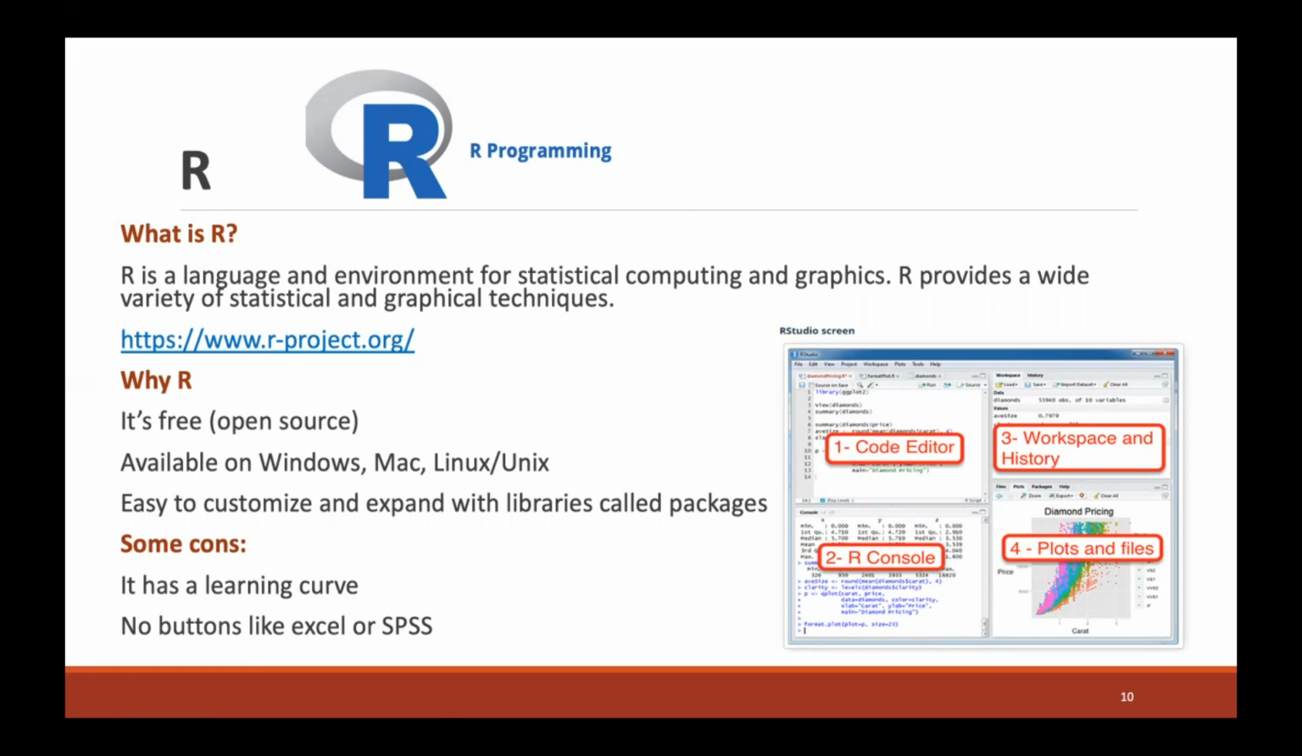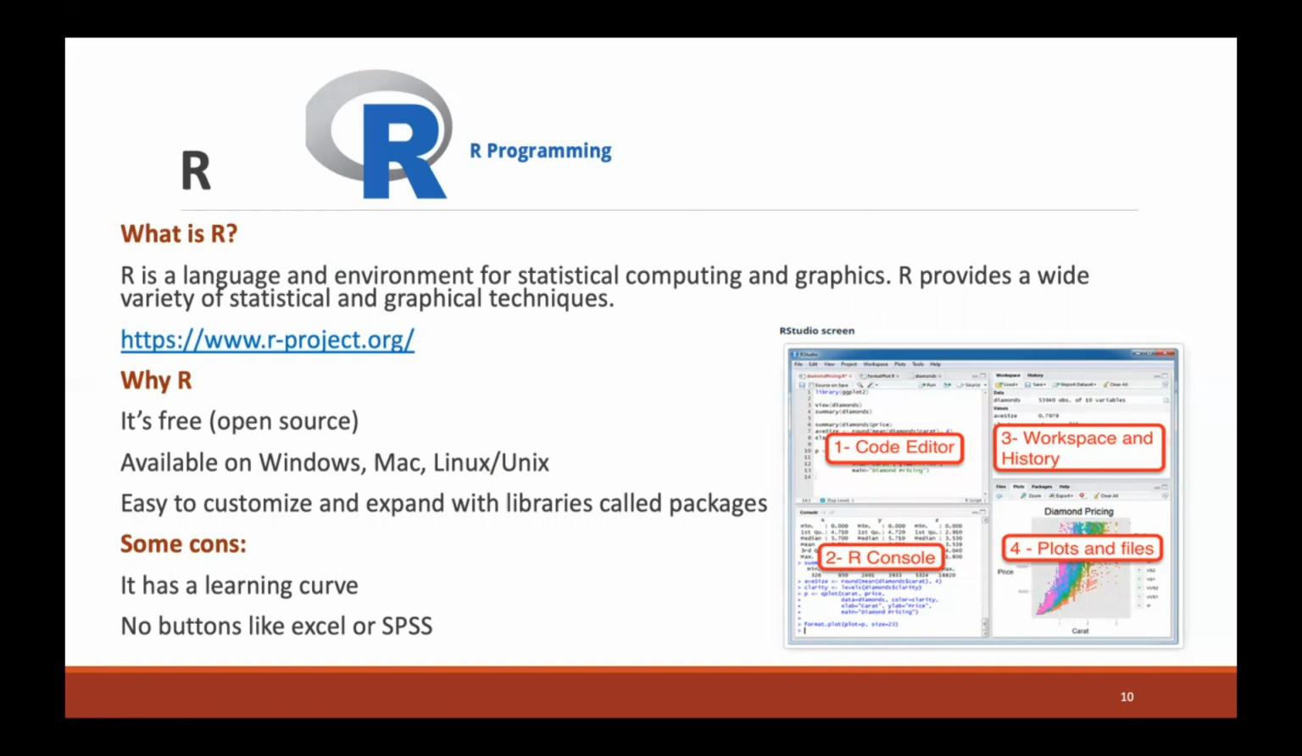Then we have some software programs like SPSS, Stata, SAS. But the problem with these software packages is they are quite pricey. So what can we do about that?